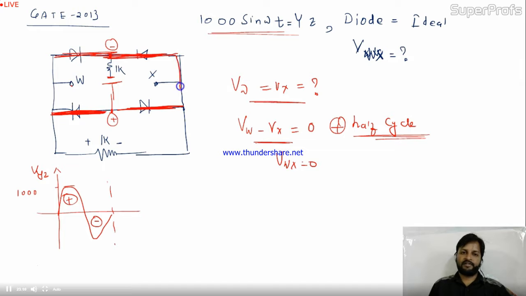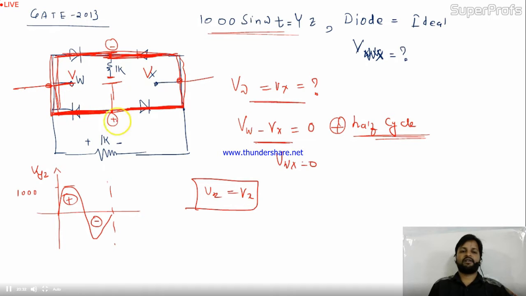Your circuit becomes a short circuit. Is it okay? This is a simple short circuited circuit. If this is short circuited, the voltage at W and the voltage at X will be the same or not? VW equal to VX. Will it be or not? Tell me. If they are short circuited, whatever voltage is here, the same voltage will be here. So in this case also, VW minus VX will be 0. So your final answer is 0.